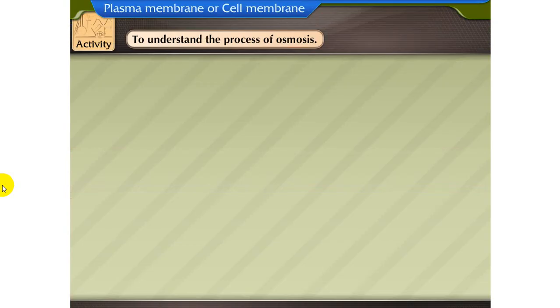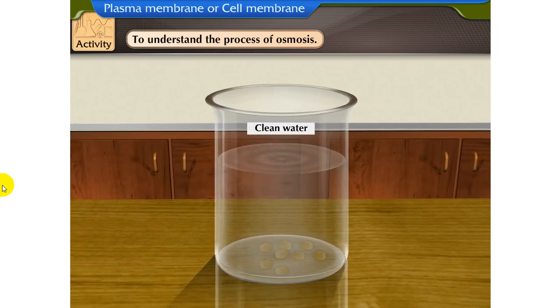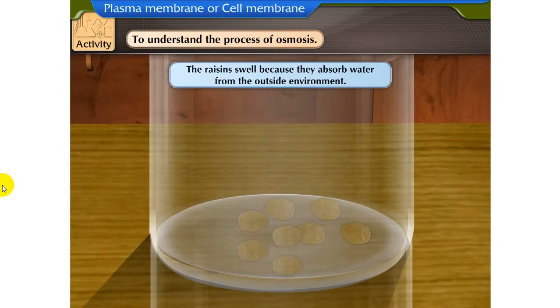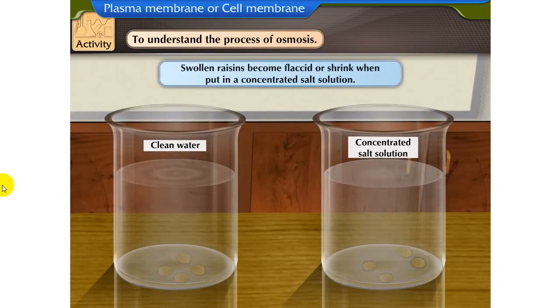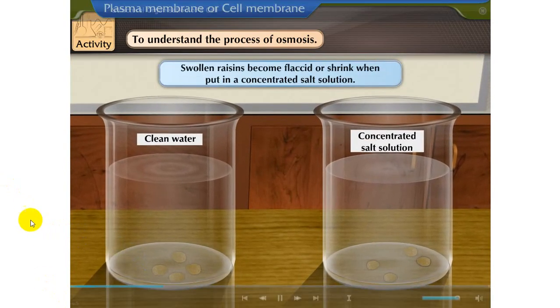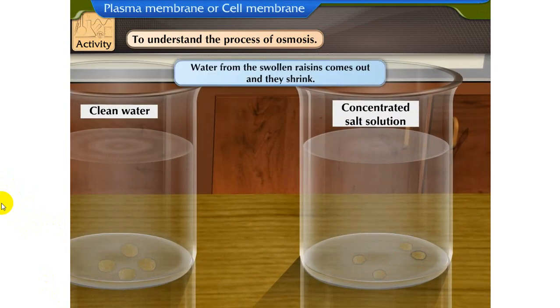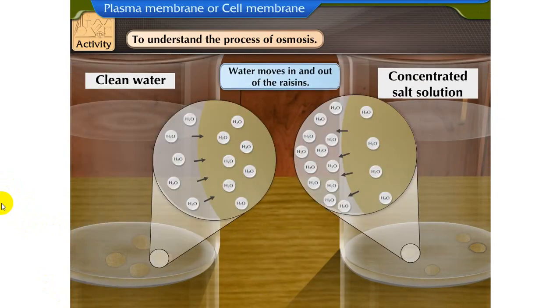Let us perform another activity with dried raisins to understand the process of osmosis. When we put raisins in clean water for a few hours, we observe that they swell due to absorption of water. The raisins swell because they absorb water from the outside environment. When we put the swollen raisins into a concentrated salt solution, they become flaccid, that is, they shrink. Water from the swollen raisins comes out and hence they shrink. Water is the substance which moves in and out of the raisins.